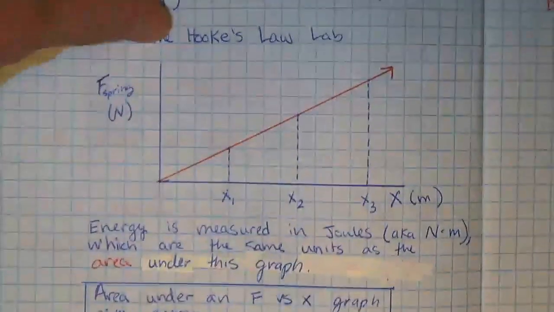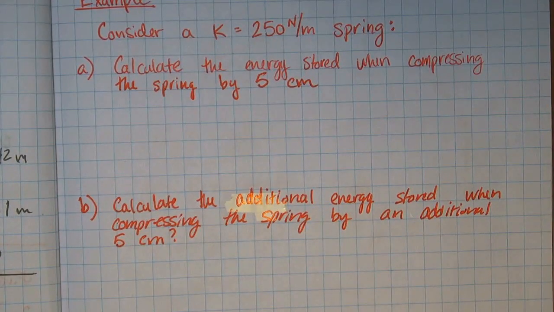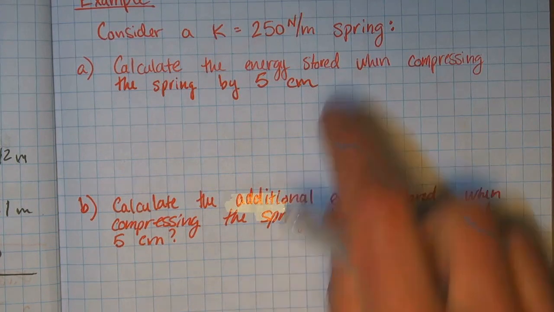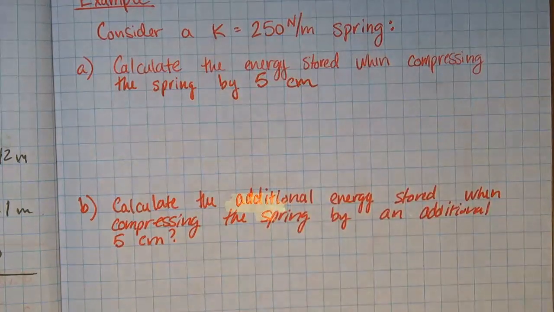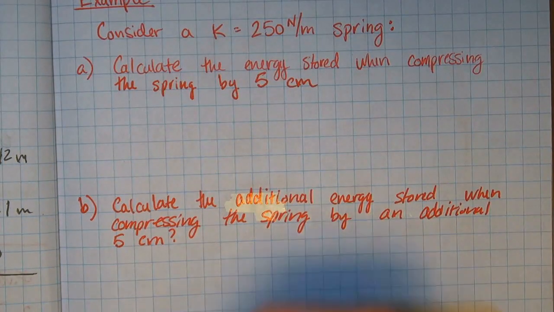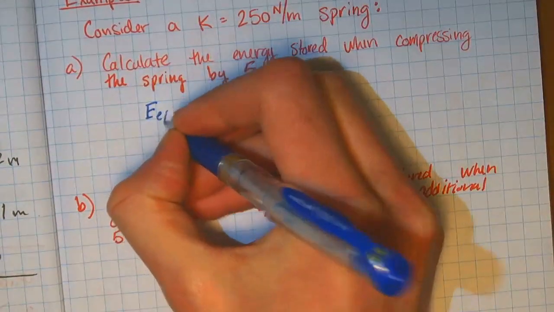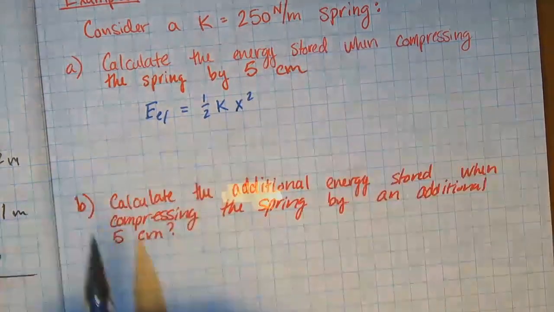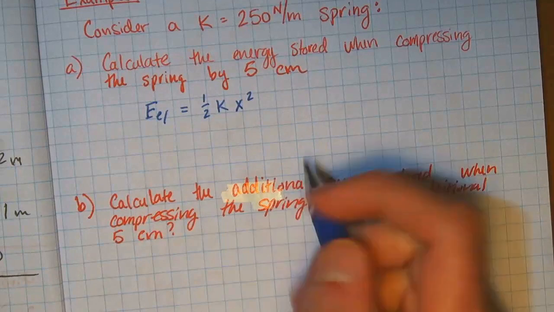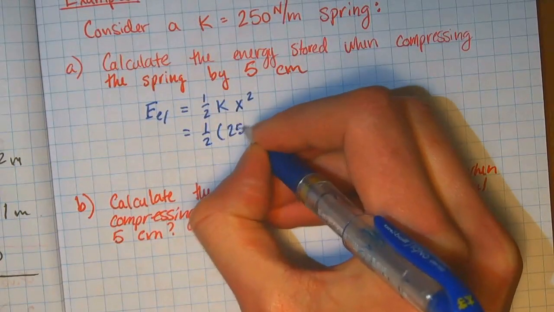So let's go ahead and take a look at one of the example problems here. So here we go, there's our example problem. Consider a spring with a 250 newtons per meter spring constant. It says calculate the energy stored when compressing the spring 5 centimeters. Okay, so we got our equation. Elastic energy is equal to 1/2 k x squared, where x is how far we stretched it and k is the spring constant. So that's going to be 1/2 times 250.